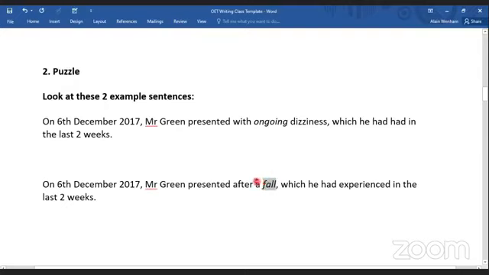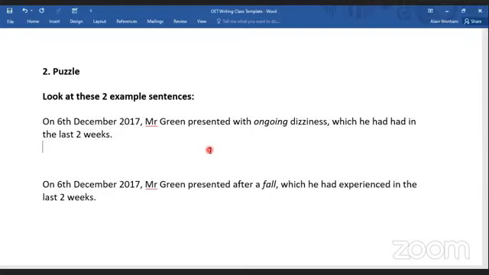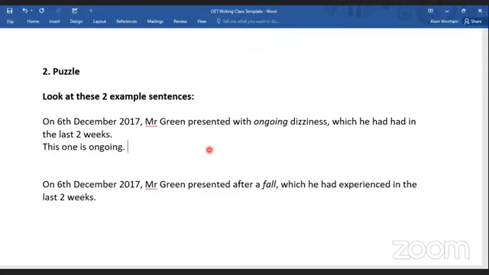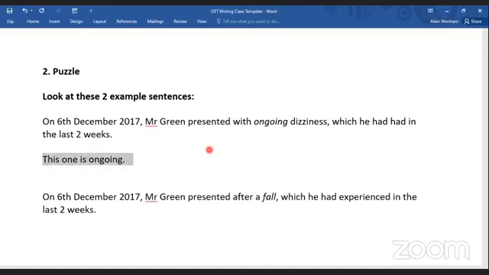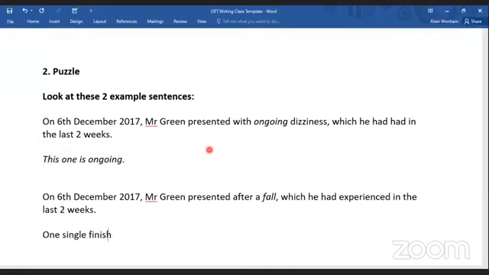Finished. Now, Rafael, if you could come back on the microphone, was that what you were thinking about partly earlier on? Yeah. So this one is ongoing. I've made it very easy, right? This one is ongoing, still going. But the second one is finished, one single finished event.